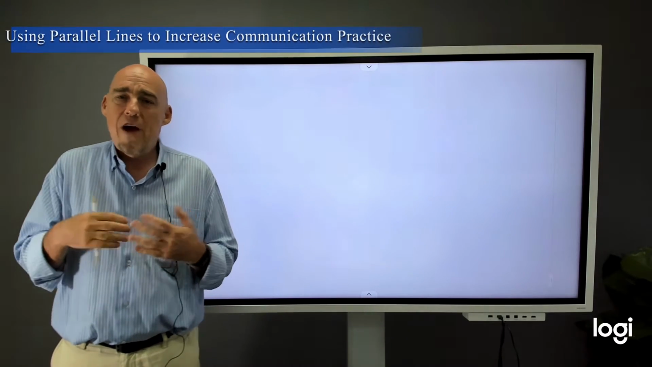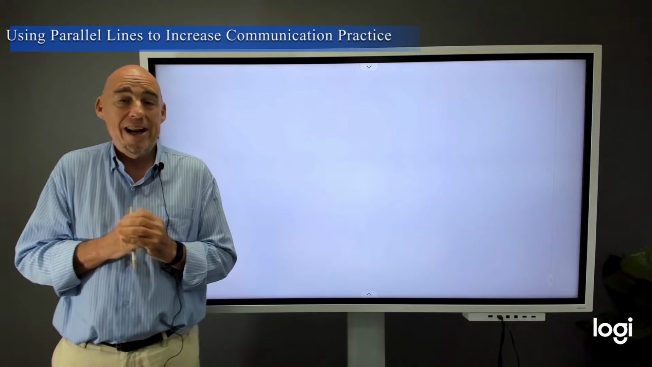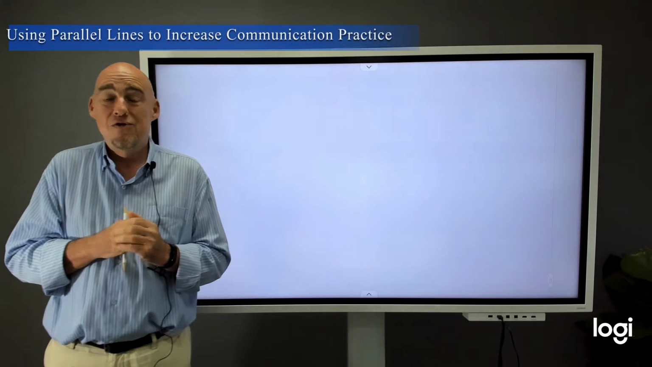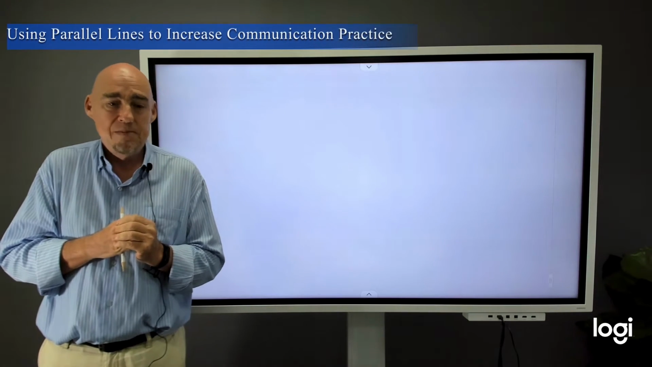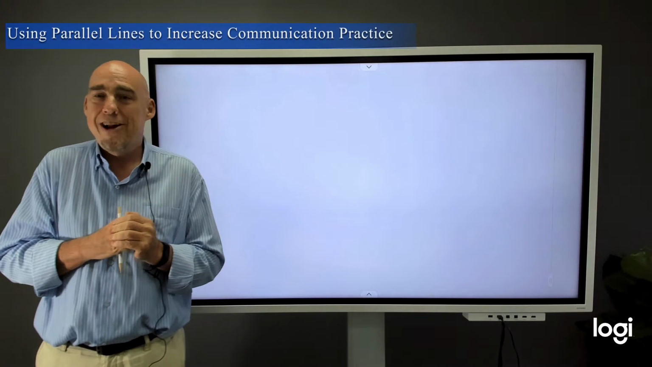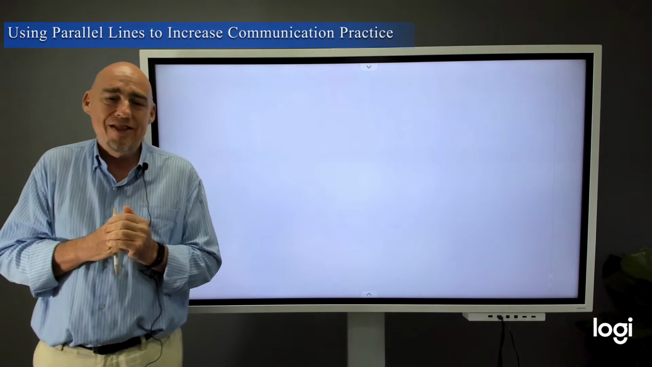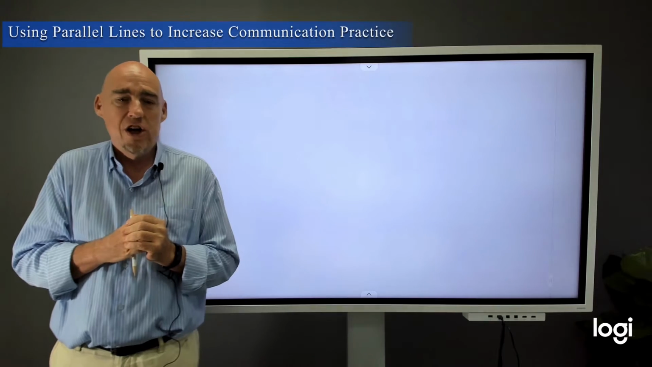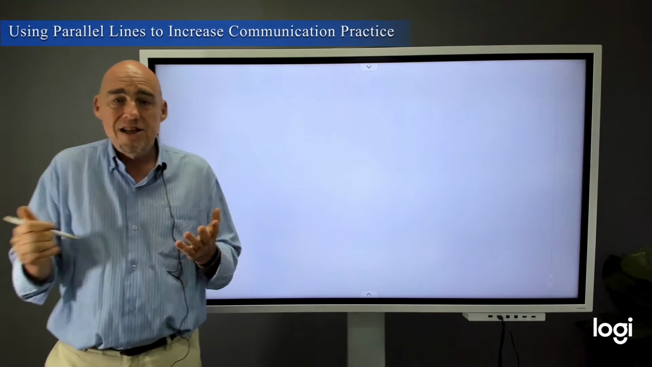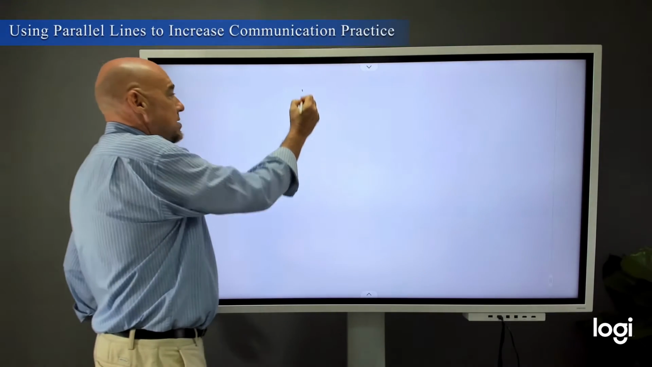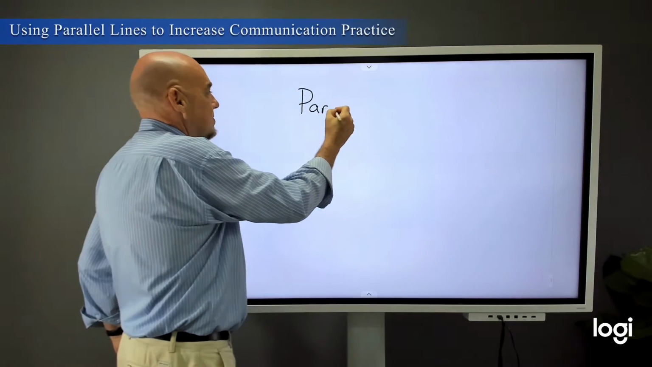In fact, if you've ever come to one of my teacher training classes, it's likely that you've seen this done in person, because I do it quite often because I quite enjoy it and I think the results are very good. So what this activity is called is parallel lines.